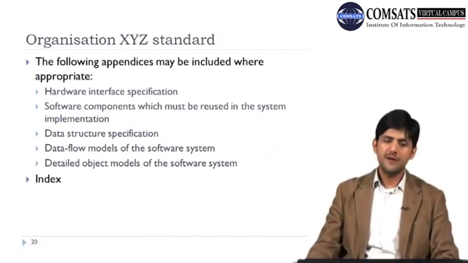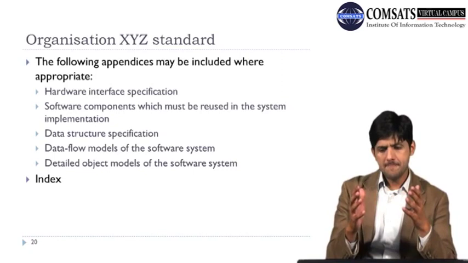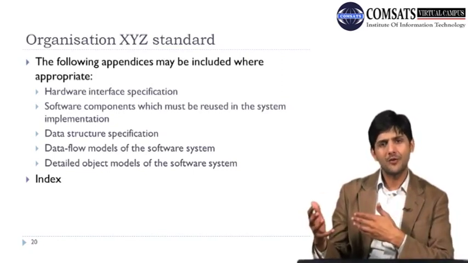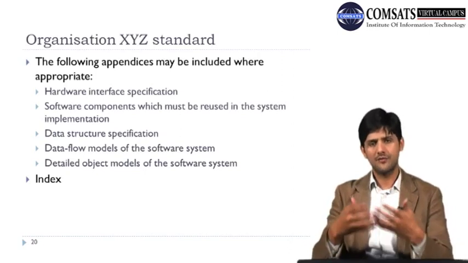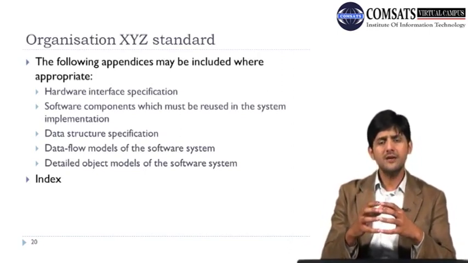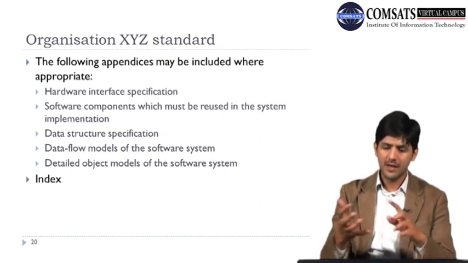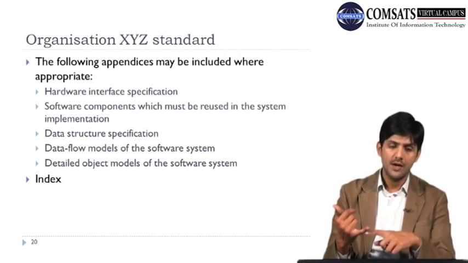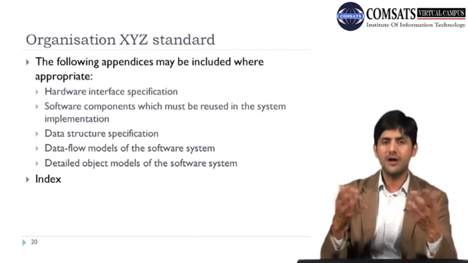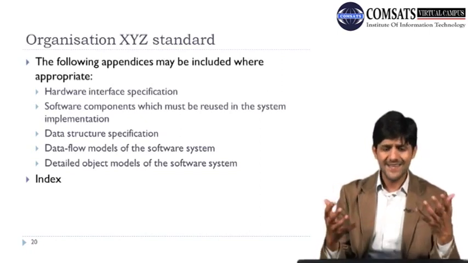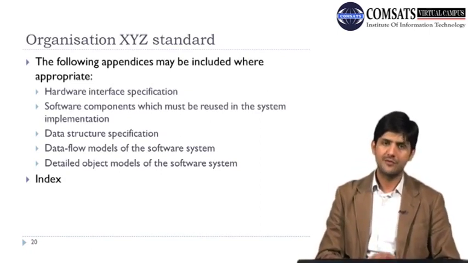So the next main section for organization XYZ might be appendices, and as it is written here, you're not going to put all the appendices in your requirements document. It depends on what the client wants, or what you did in order to develop your understanding of the specifications. So you will put in only a certain appendix if it is necessary to gain understanding about the requirements of the product. So you can have an appendix on hardware interface specifications, an appendix on software components which must be reused in the system implementation, data structure descriptions, data flow models, or if you made any object models, then you can also put those. And following that you can have the index section, which obviously is used if you want to go to a particular section of the document.